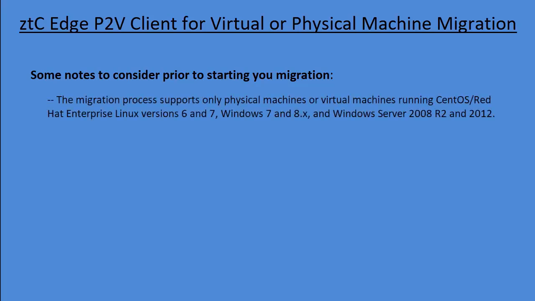The migration process supports only physical machines or virtual machines running CentOS, Red Hat Enterprise Linux versions 6 and 7, Windows 7 and 8, and Windows Server 2008 R2 and 2012. Please review the current Everrun documentation for the most up-to-date version of supported operating systems.